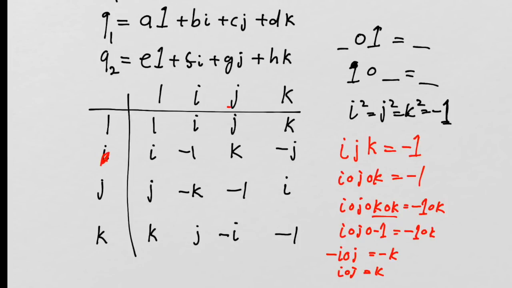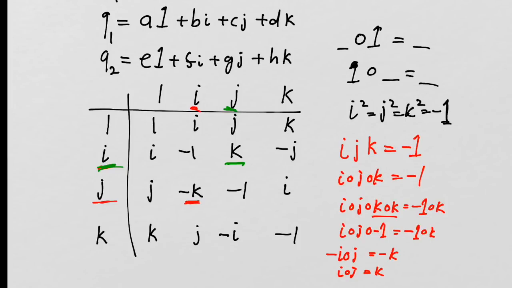I times j is equal to k, for example. And so this is the table. What's important to notice about this, of course, is that it's not commutative. J times i is minus k, but i times j is k. So it's not commutative, right? And that's important.